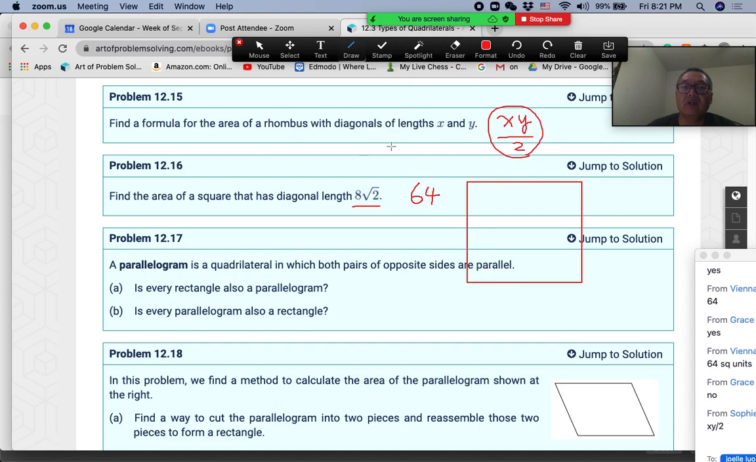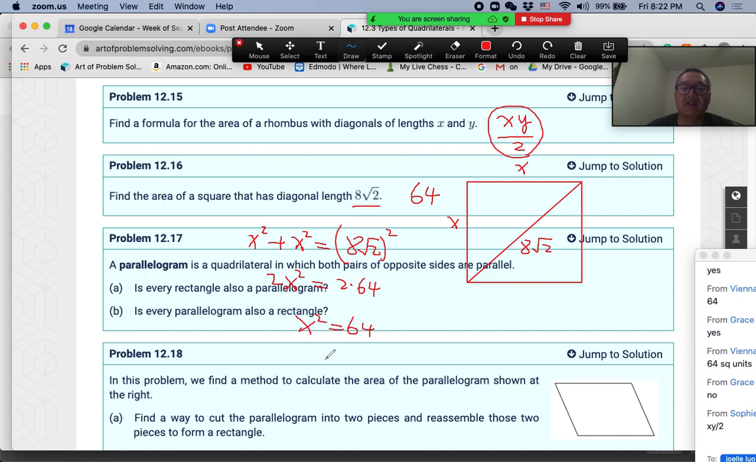I need to draw a diagonal. Suppose this diagonal equals 8 times root 2. Then to calculate the length, you can set each side length equal to x. Then you get an equation based on the Pythagorean theorem: x squared plus x squared equals (8 times root 2) squared. So you get 2x squared equals 2 times 64. So x squared equals 64.